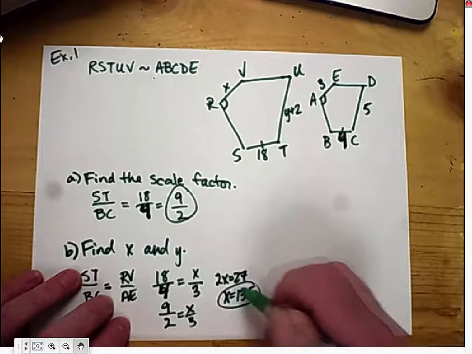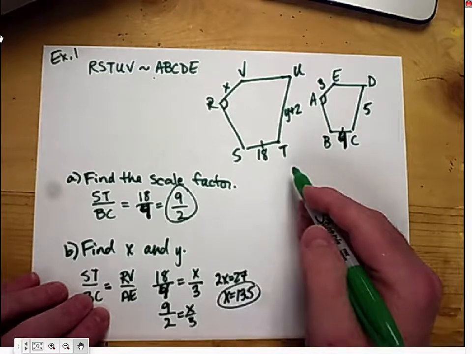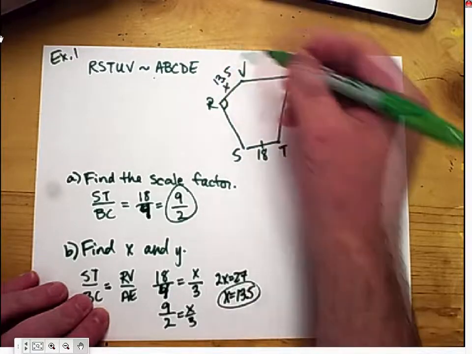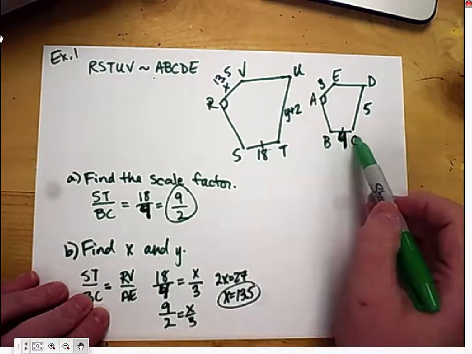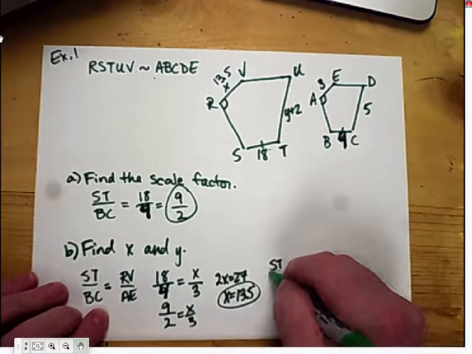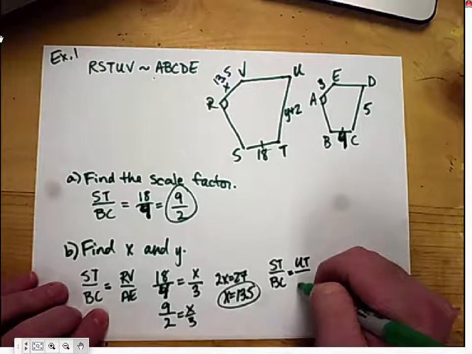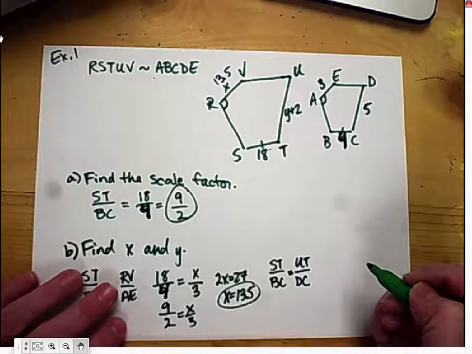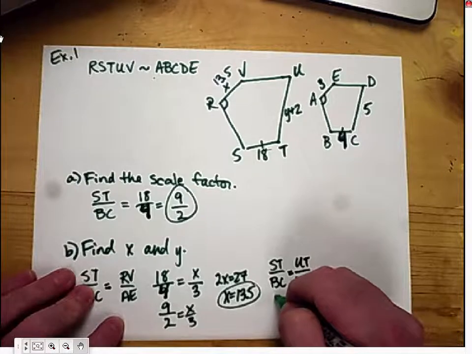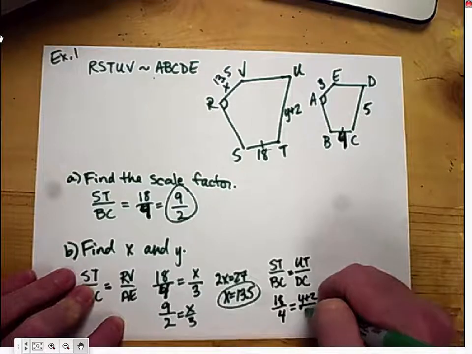Or you said 27 over 2, that would have been fine as well. Okay, how are we going to find y? Well, for y, we're going to use the 2 we already know, and this and this. So we could say ST over BC is the same as UT over DC. This over this is this over this. So that is 18 over 4 equals y plus 2 over 5.